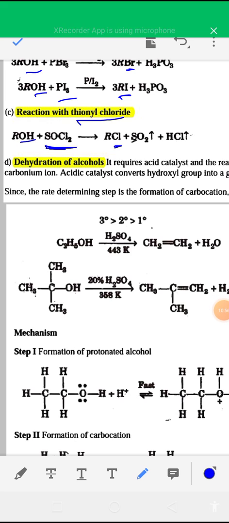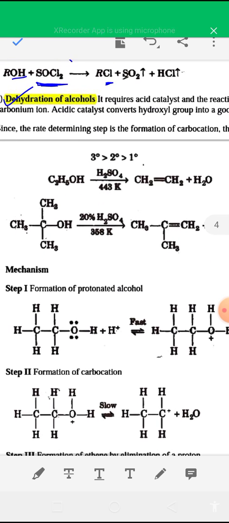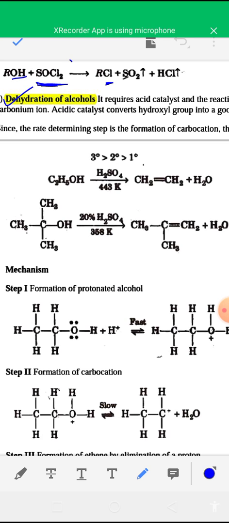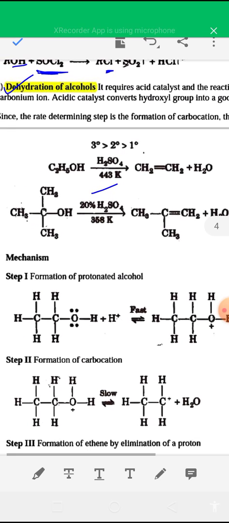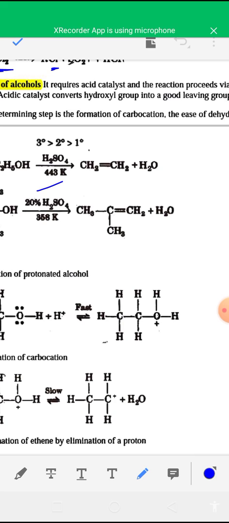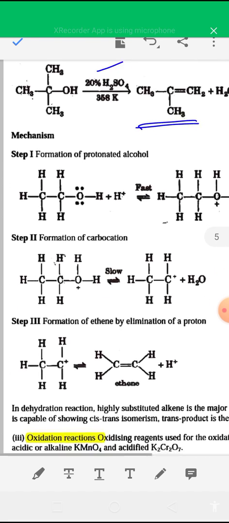Now see dehydration of alcohols. Dehydration means removal of water from alcohols. When alcohol is treated with concentrated sulfuric acid at 443 Kelvin, one water molecule will be removed from the alcohol, and the alcohol will be converted into alkene. The mechanism is not important. Just remember, if you heat alcohol with concentrated sulfuric acid, one water molecule will be removed and the alcohol will be converted into alkenes. The mechanism is also given here.